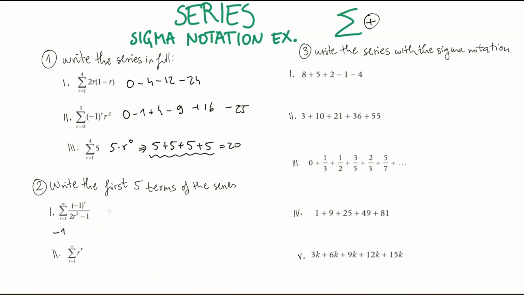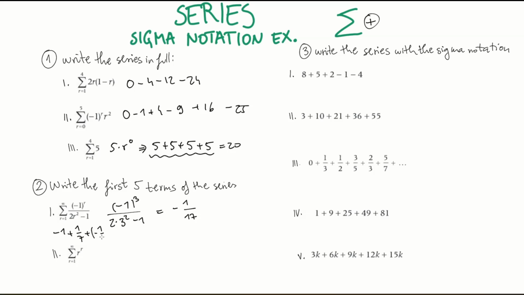Our second term is minus 1 squared over 2 times 2 squared, which is 4, minus 1, so we get 1 over 8 minus 1, which is 7. I will write that here. And then our third term, just substituting these numbers in, is minus 1 to the power of 3, which is minus 1. In the denominator, we have 2 times 3 squared minus 1, which is 2 times 9, which is 18, minus 1 is 17, so we get minus 1 over 17.